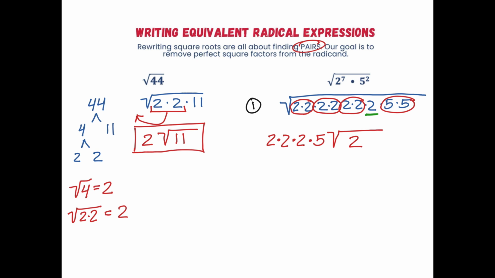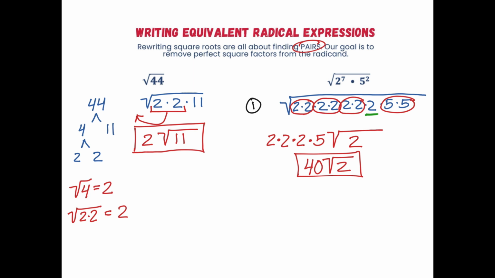Now to finish this up, we've got to simplify it. So we're going to multiply. 2 times 2 is 4, times 2 is 8, times 5 is 40. 40 square root 2. And that is our final answer.